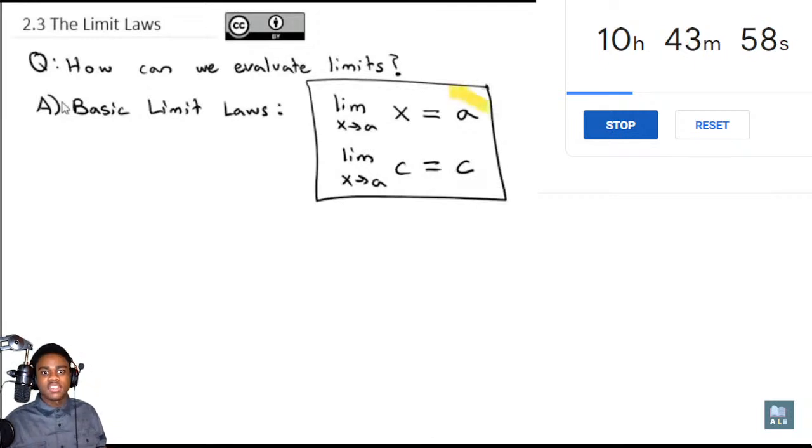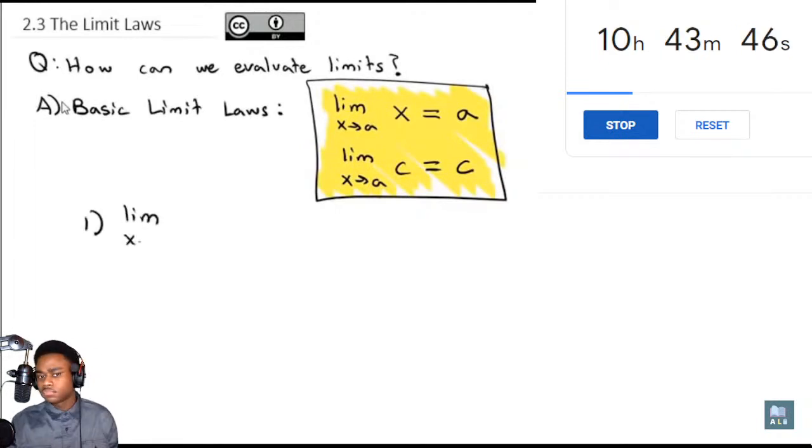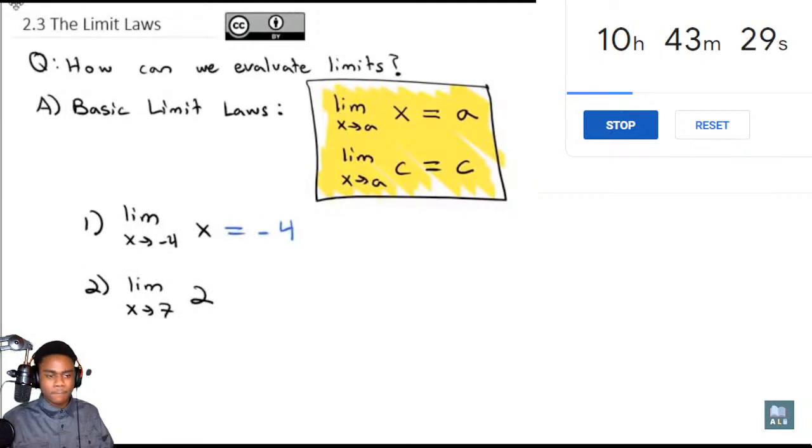These two are our basic limit laws, and it's important that we should be very comfortable calculating those limits as soon as we see them. So for example, if I ask what is the limit as x goes to -4 of x, we should know right away that's going to equal -4. Similarly, if I want to know what the limit is as x approaches 7 of 2, 2 is just a number, or a constant. This function is always equal to 2 regardless of what x is. So even at 7, the function is still equal to 2.